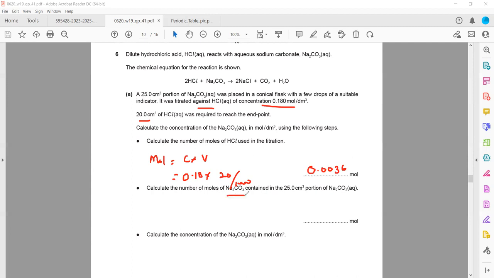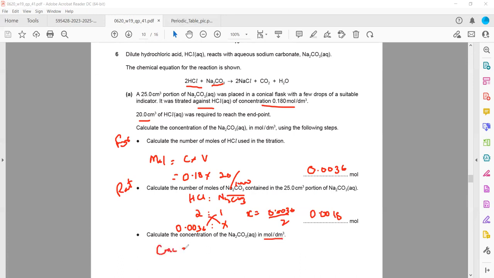Then calculate the number of moles of sodium carbonate. The first part we solved by formula, and the second one we'll solve by ratio. We'll take a ratio between hydrochloric acid and sodium carbonate. According to the equation, the simplest ratio for the reaction between sodium carbonate and HCl is 1:2. So if we have 0.0036 moles of HCl, and X moles of sodium carbonate, we cross multiply, and X equals 0.0036 divided by 2. It is half of the previous answer, which is 0.0018.